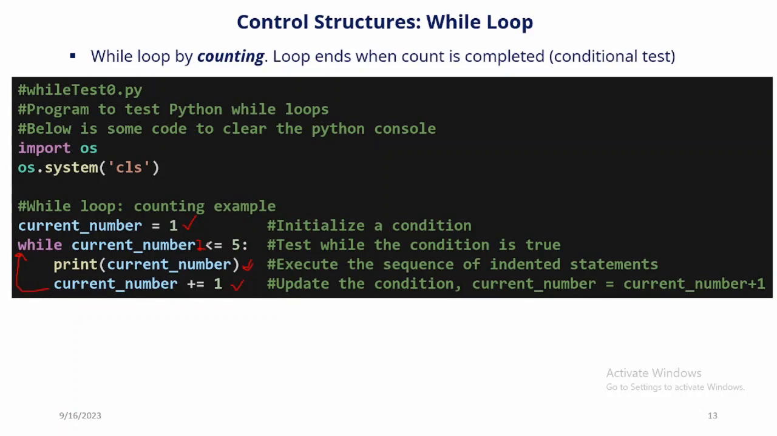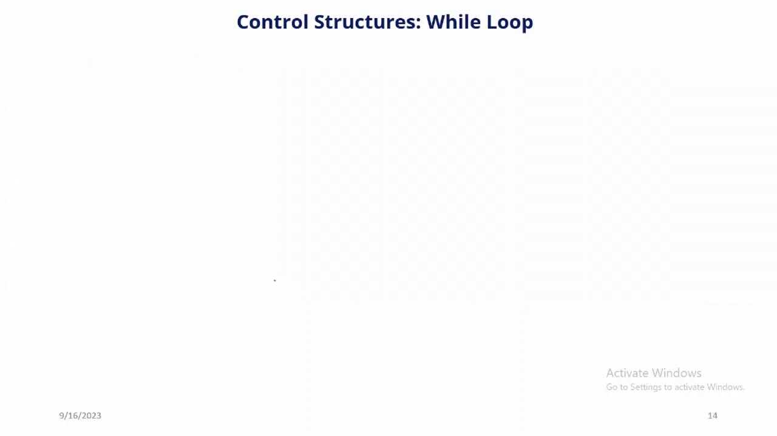And then it comes back and finally, is 6 less than or equal to 5? No. In that case, it will break out of the loop. It will no longer print current number and there will no longer be an increment. So the program continues from there.